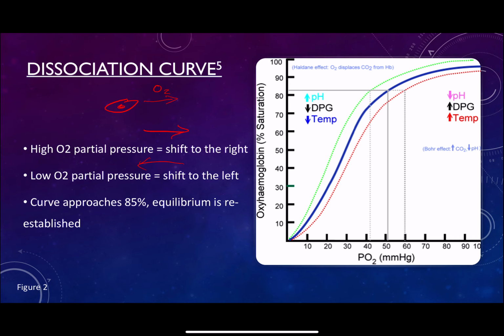Now, if we look back and reference this graph, you can also see that as it starts to approach about 85%, the equilibrium is reestablished, as the partial pressure no longer impacts the shape of the curve. It's called the Bohr effect.